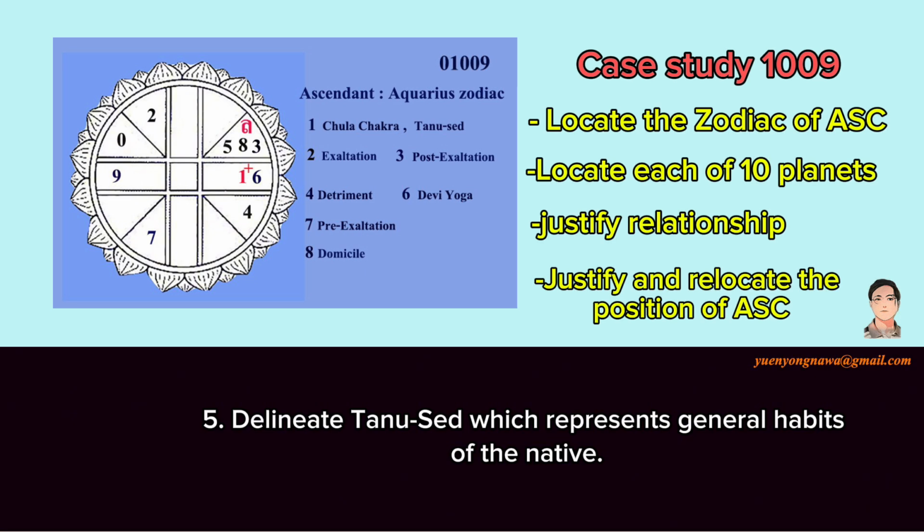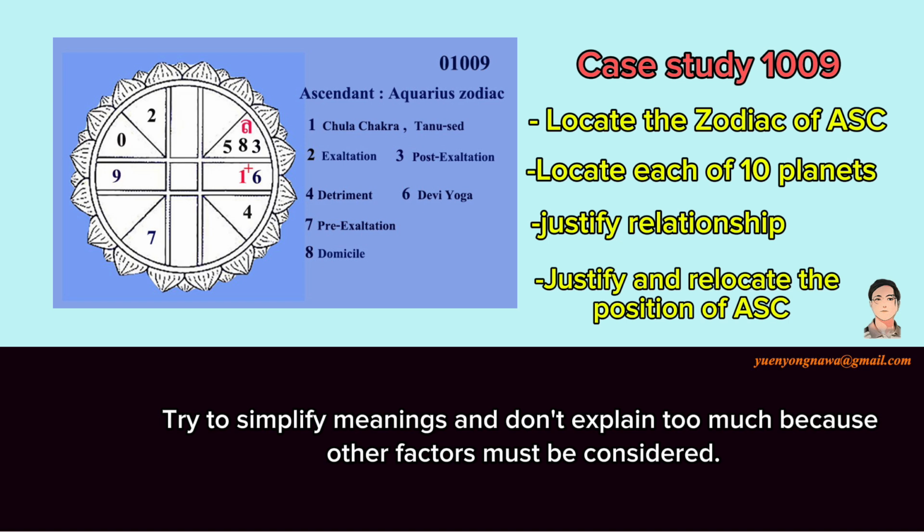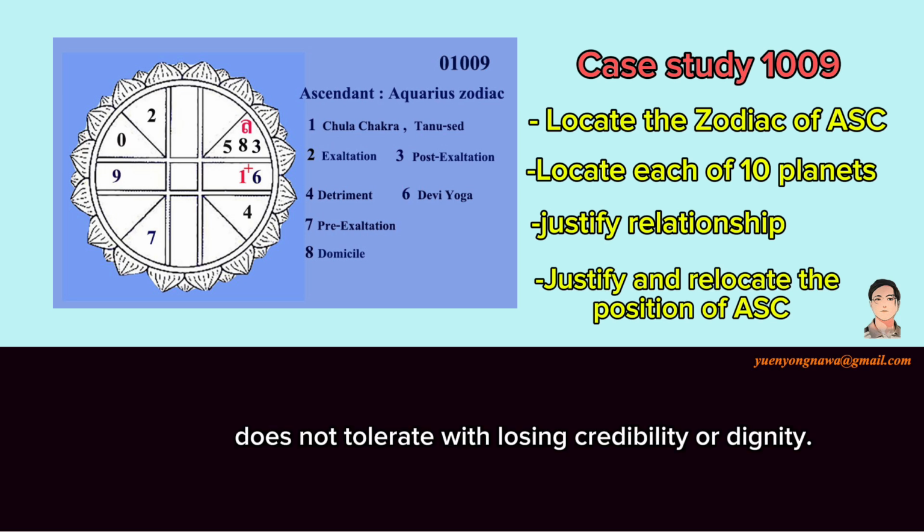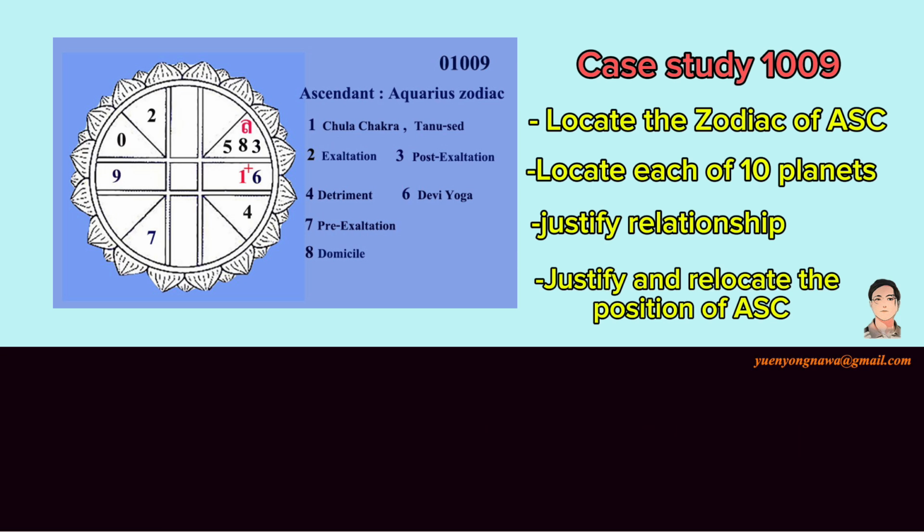5. Delineate Tonused, which represents general habits of the native. Try to simplify meanings and don't explain too much, because other factors must be considered. With the Sun as Tonused, the native is arrogant, self-centered, does not tolerate losing credibility or dignity.